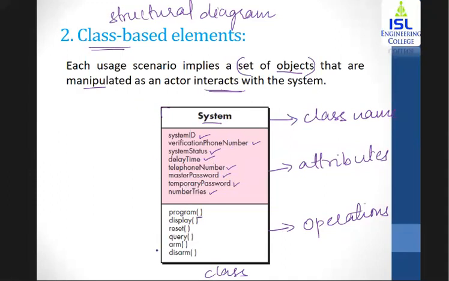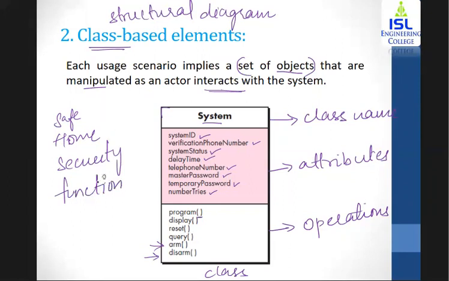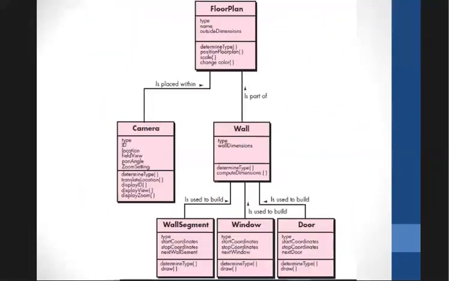Now in this system, you might be wondering what is arm and disarm. Now if we take the example of a safe home security function. The safe home security system is installed in homes where you want to secure your home from any intruder. So when you have activated all the sensors, then your system is armed. Disarm means when you have deactivated the system. So this is your class-based elements. We'll see an example in here.